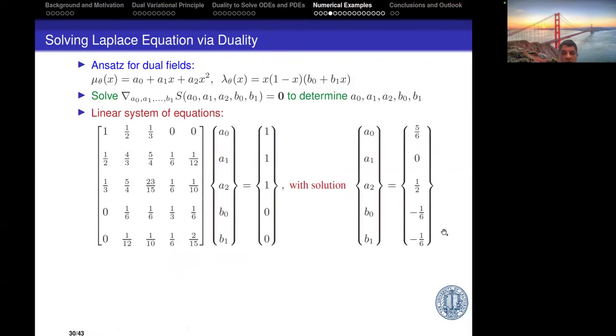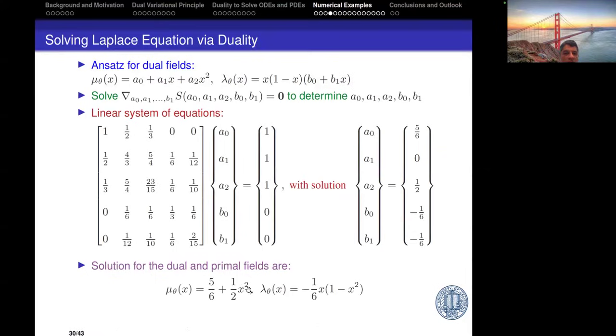Now what does this give you? This gives me the solution for the dual fields as 5/6 plus half x squared. Lambda theta is this. Because this is a quadratic function, it's picking the best choice. That's what variational principles do. They pick the best choice of coefficients in the space. That's what mu theta is, and that's what lambda theta is in this case. These are the best two choices.